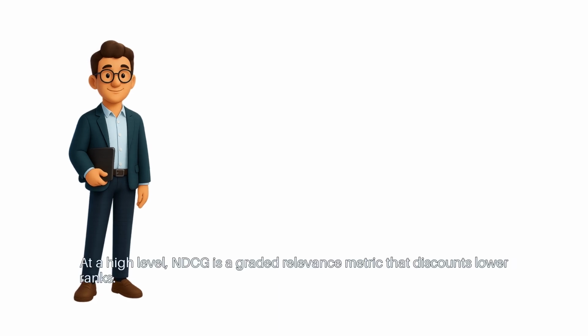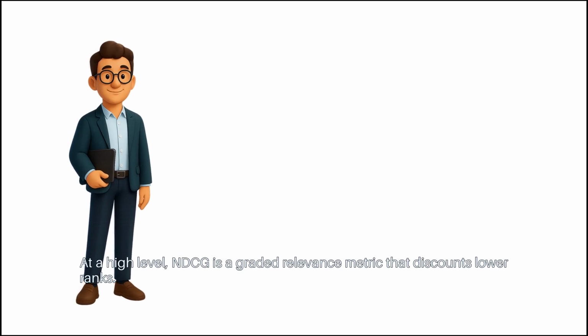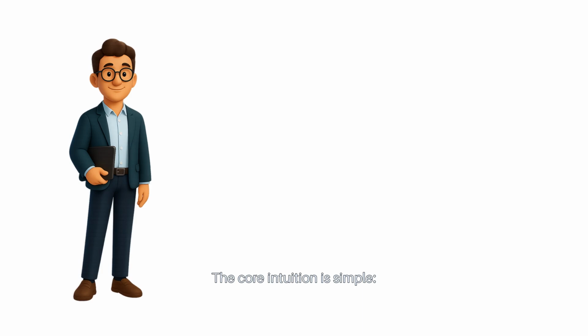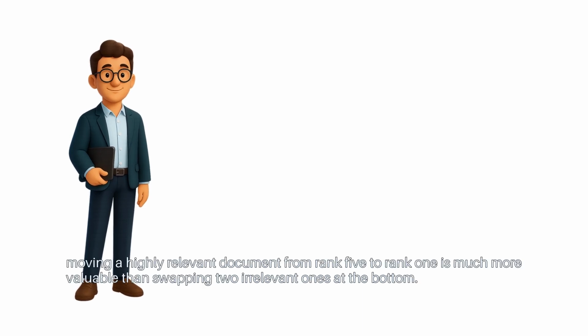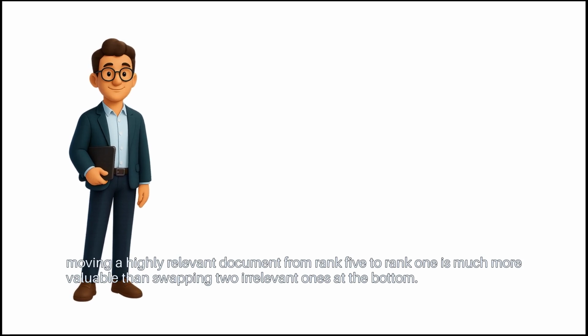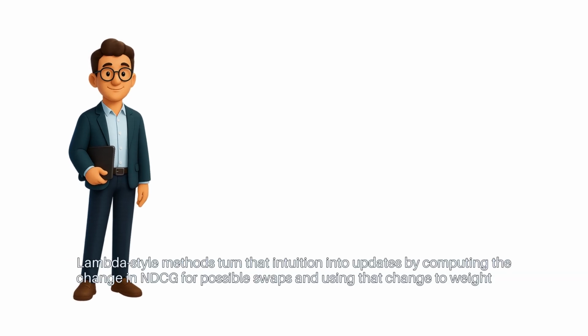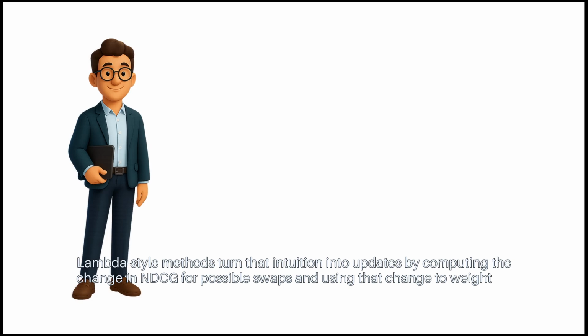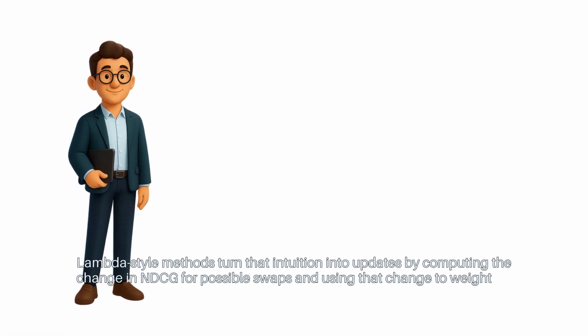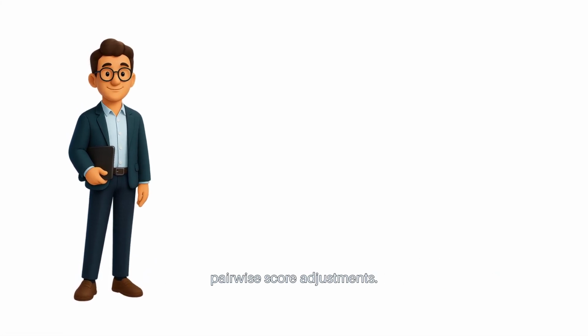At a high level, NDCG is a graded relevance metric that discounts lower ranks. The core intuition is simple. Moving a highly relevant document from rank 5 to rank 1 is much more valuable than swapping 2 irrelevant ones at the bottom. Lambda-style methods turn that intuition into updates by computing the change in NDCG for possible swaps, and using that change to weight pairwise score adjustments.